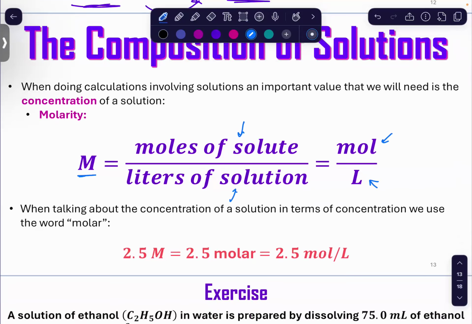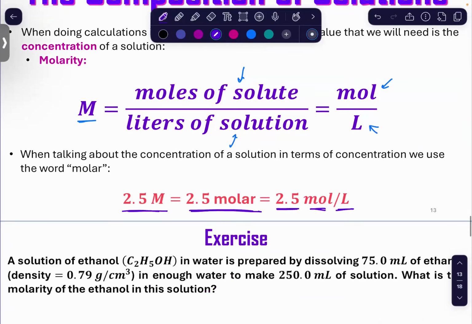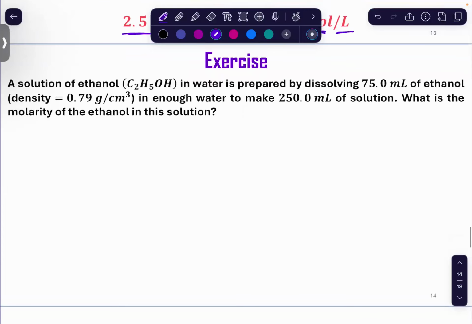So when you're talking about a solution in terms of its concentration, here you see that you have a 2.5 M. That's how you would write it. You would say that it is 2.5 molar, which means that you have 2.5 moles of some compound per liter of a solution. So start getting used to this format, this formalism, so that it makes sense to you as you're solving exercises. So let's start into that.